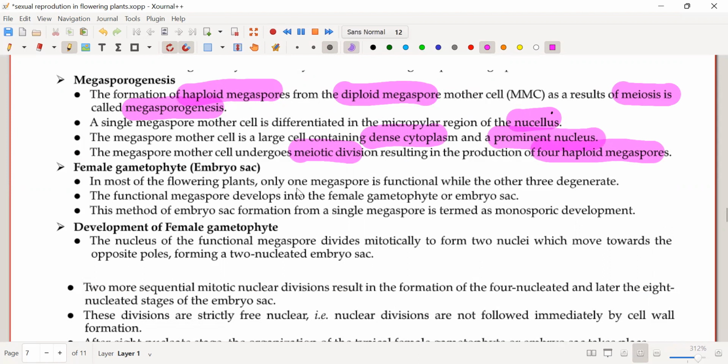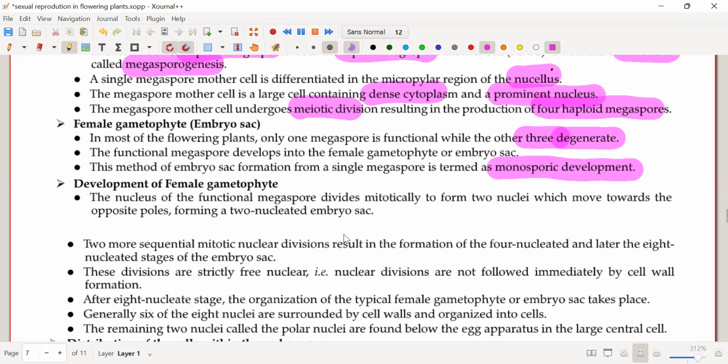In most flowering plants, only 1 megaspore is functional, while the other 3 degenerate. Out of 4, 1 will be functional and the other 3 will degenerate, giving nutrition to the functional one. The functional megaspore develops into the female gametophyte or embryo sac. This method of embryo sac formation from a single megaspore is termed monosporic development.